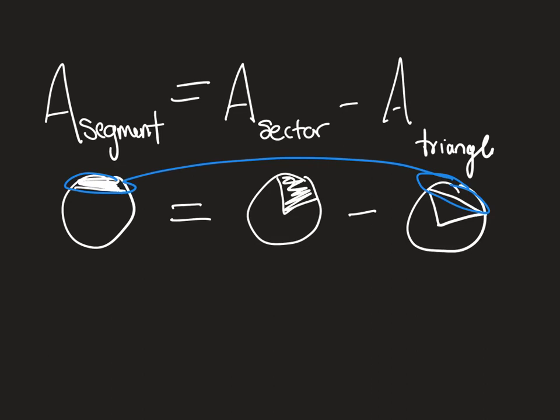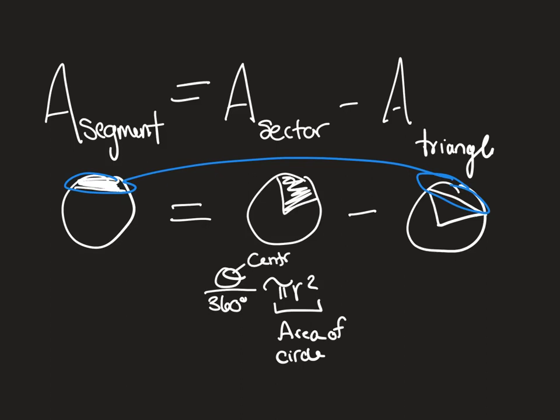So let's talk about formulas. The area of a sector, a part of a circle: the area of a circle is pi r squared. But I don't want the whole circle, I want a part of the circle. So we're going to do theta over 360 degrees, where theta is my central angle. So for example, if this central angle, this theta in here, was 60 degrees, then I'd have 60 over 360.